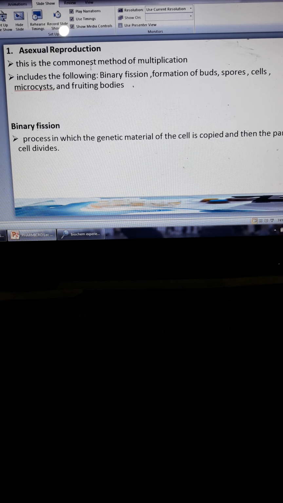Asexual is the commonest method of multiplication in bacteria. Usually they follow binary fission, formation of buds, spores, cysts, and fruiting bodies. Binary fission is the process in which the genetic material of the cell is copied, then the parent cell divides. This is very common in bacteria. Here is the diagram of binary fission: the cell replicates its DNA, which is the copying of the DNA from the parent.